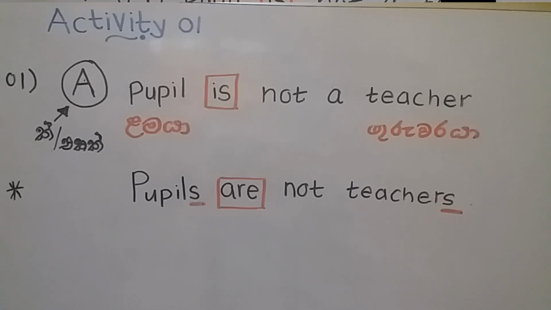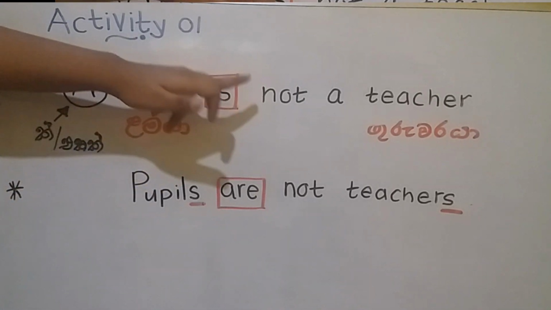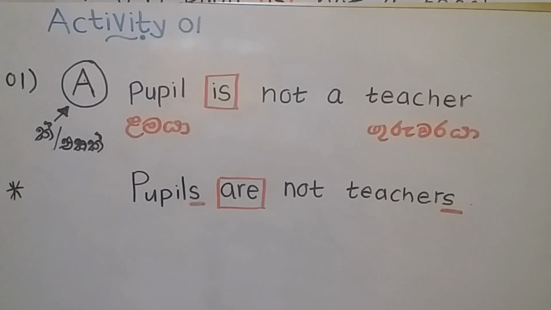Right? Okay, so the first two sentences, let's discuss it together. Right? So here's the first sentence. A pupil is not a teacher is the sentence.